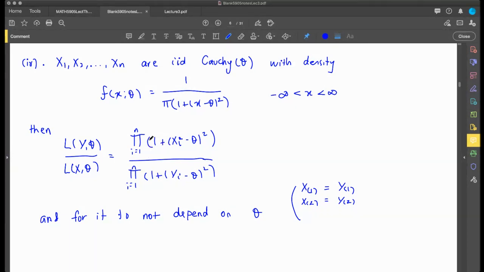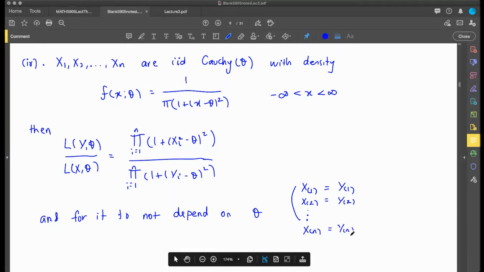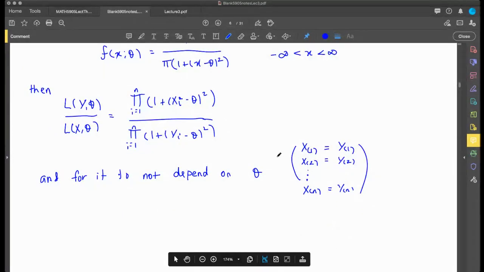If you do some sort of permutation and order them from smallest to largest, we want this term to cancel with that on the denominator. And that only happens when all the order statistics match up all the way down to the maximal of the n observations. So this ratio doesn't depend on theta only if the order statistics are the same. That's it. That's all we can say.